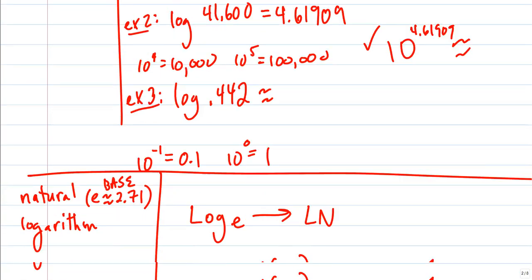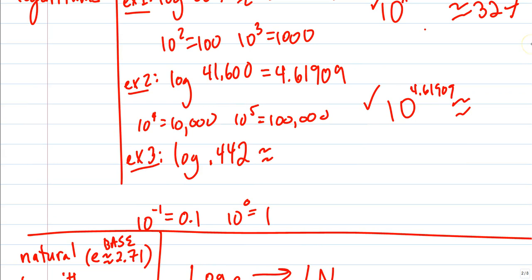What about log of 0.442? Well, I know that's going to be between 0 and -1. How do I know that? Well, because 10 to the 0 is 1, and 10 to the -1 is 0.1. So I'm somewhere between 0.1 and 1, so I know the answer should be between 0 and -1. Kind of weirder on that one, but I'm saying logically you can kind of think about these.